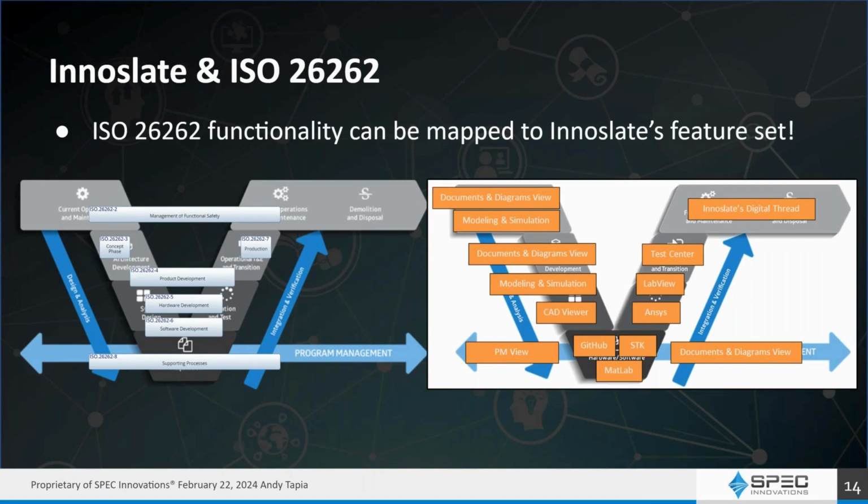And so because the V model exists in an overlap between these two topics, we can put the ISO 26262 and Innoslate side by side. And once we do that, we can see that we can map a lot of the functionality of the standard to Innoslate's feature set here.